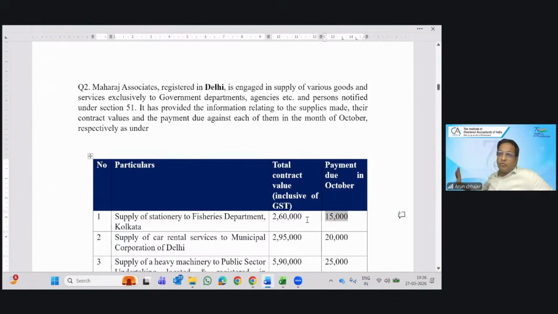Now, the TDS would be applicable on this 15,000. If at all the TDS is applicable, it would be on 15,000 only. Is this point clear? Now tell me.